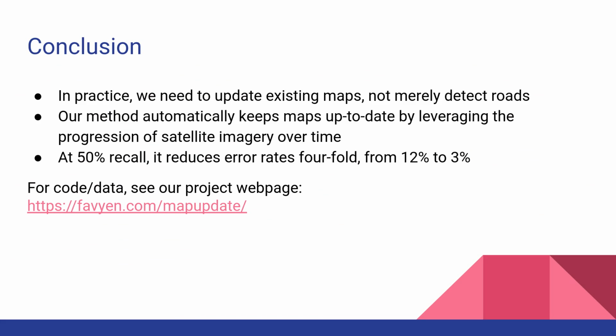To summarize, there's been a lot of work in map extraction, that is, detecting roads in satellite imagery. But for these methods to be practical, we need to go a step further and actually update existing maps. Our method robustly updates maps by leveraging the progression of satellite imagery over time, thereby reducing error rates substantially over prior work.